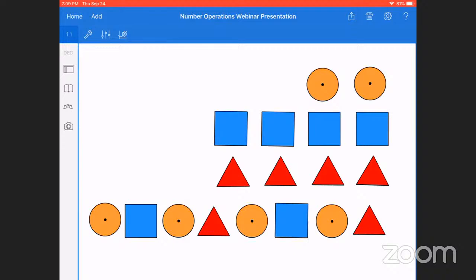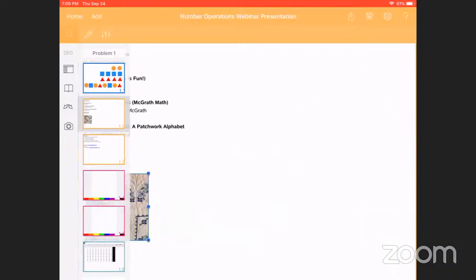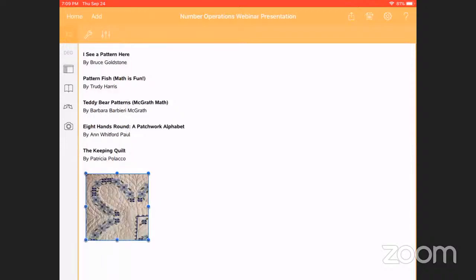So talking more about the iPad app real quick, on the left-hand side, you'll see some icons. That first icon under DEG is what pulls up our menu of pages here. So I'm going to go to the next page, and you're going to see some books. These are just some books that I found and enjoyed working with my students, especially the last one, The Keeping Quilt by Patricia Polacco. And this picture you see here is actually one of my grandmother's quilts.